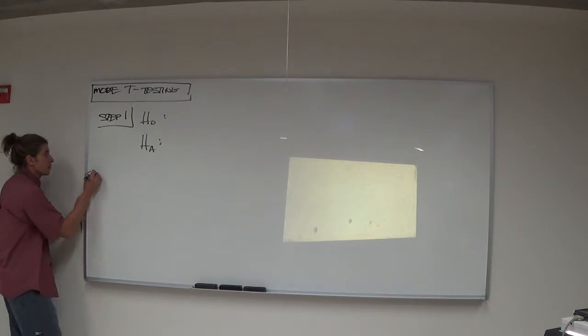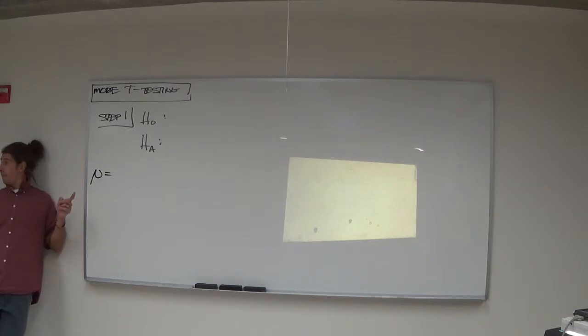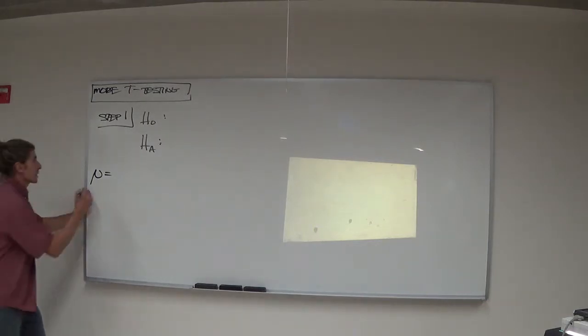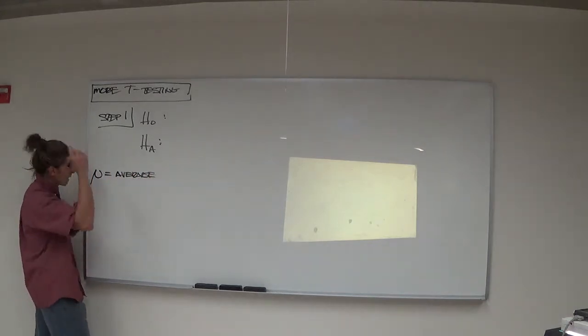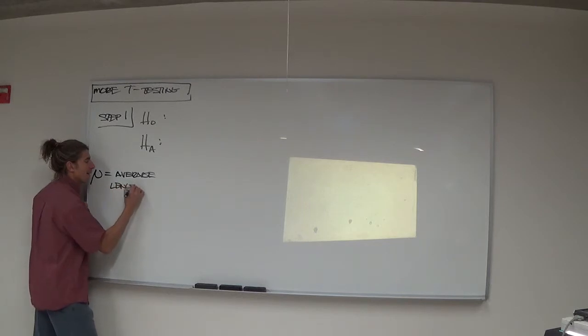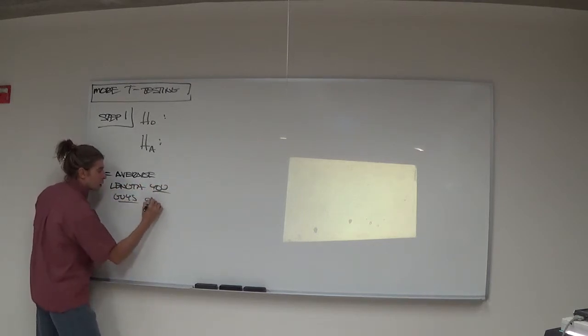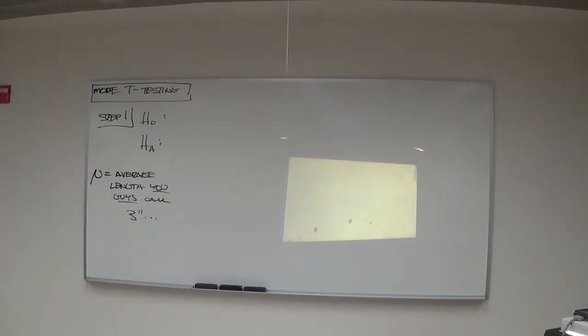What should our hypotheses be, do you think? Let's define the variable too. We're testing an average. What are we interested in? On average, how close you guys get to 3 inches, right? So this is going to be the average distance, or the average length, that you guys call 3 inches.